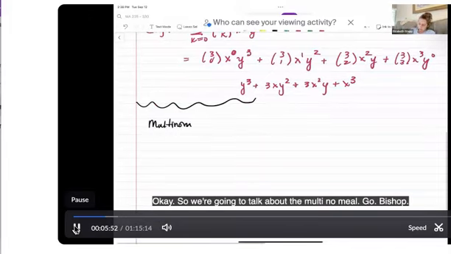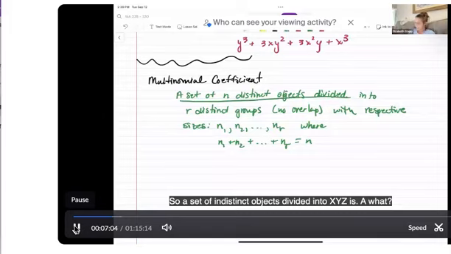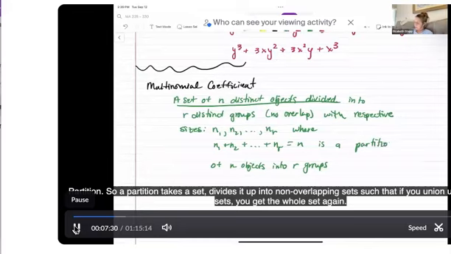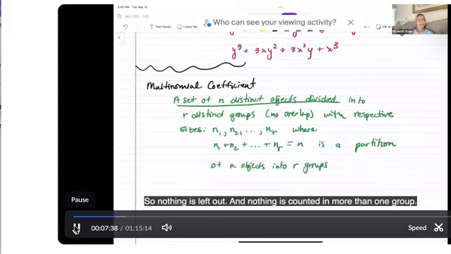So a set of n distinct objects divided into r groups. Anybody know what we're defining? If you've taken computer science, you should know. Yes, good. Partition. A partition takes a set and divides it up into non-overlapping sets such that if you union up all those sets, you get the whole set again. So nothing is left out and nothing is counted in more than one group.